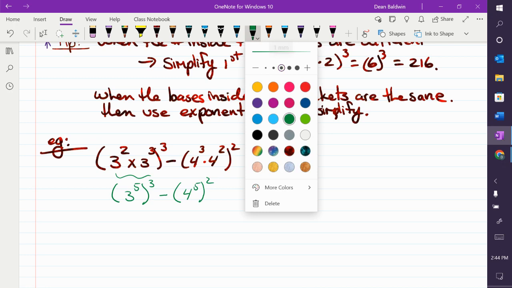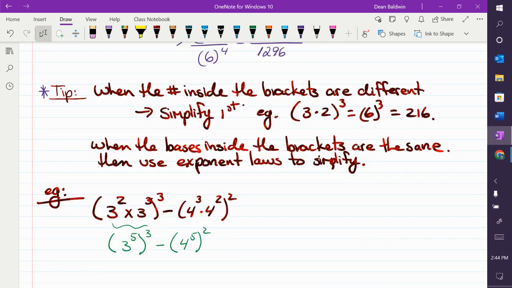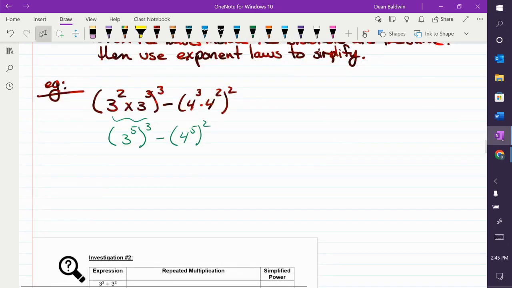Then we can use, if you have an exponent raised to another exponent, you multiply the exponents, right? So what does this become? 3 to the 5 times 3. What does that become? 3 to the 15. What does the 4 become? 4 to the 10.